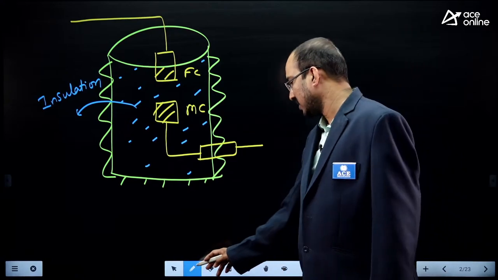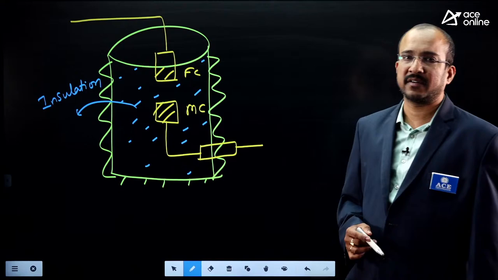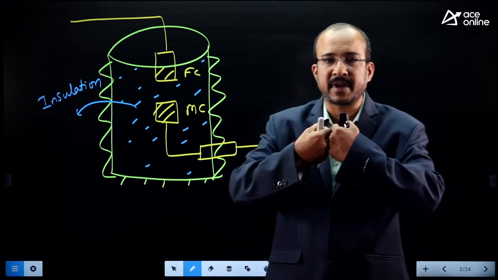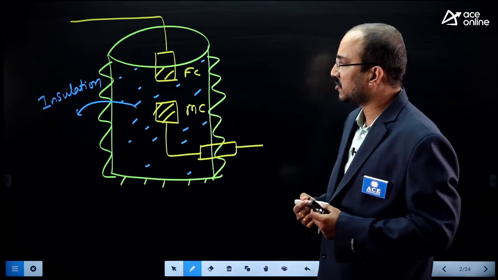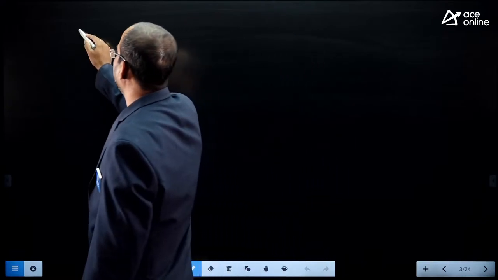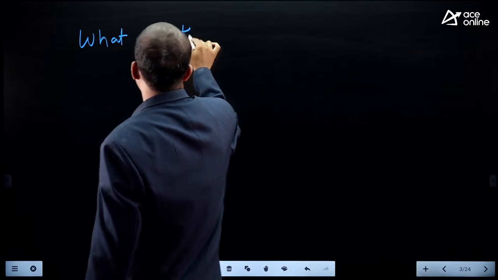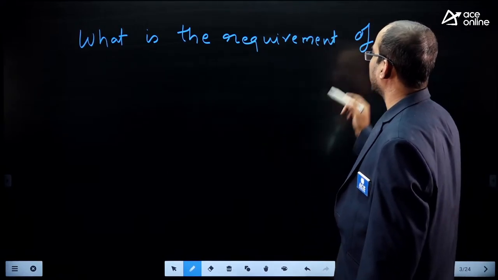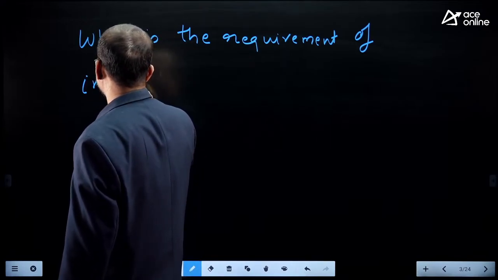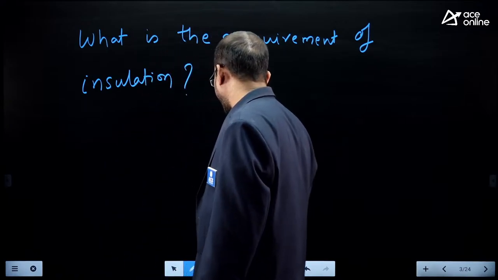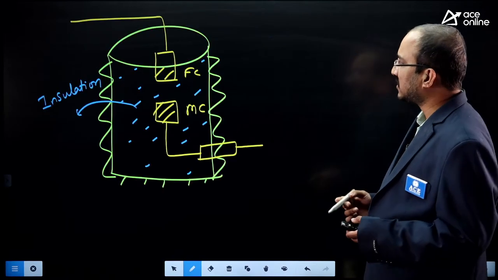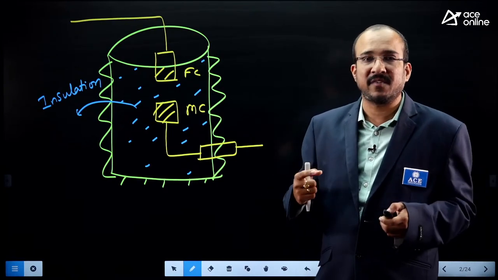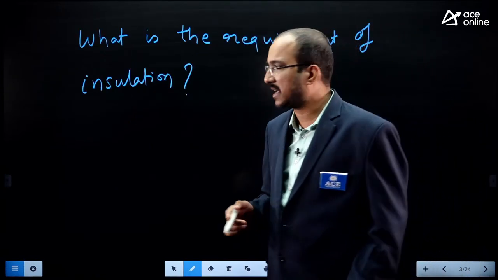So, what is the requirement of insulation in the circuit breaker? Why is the insulation required? Normally, the fixed contact and moving contact will be kept closed. But when they are separated, there will be formation of an arc. So, in order to quench the arc, insulation is required.